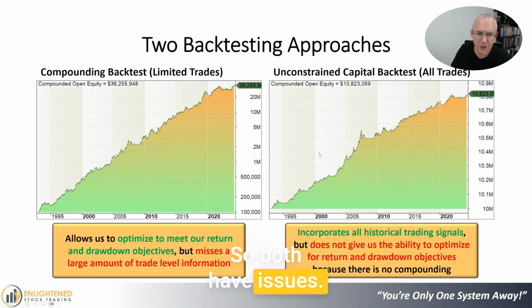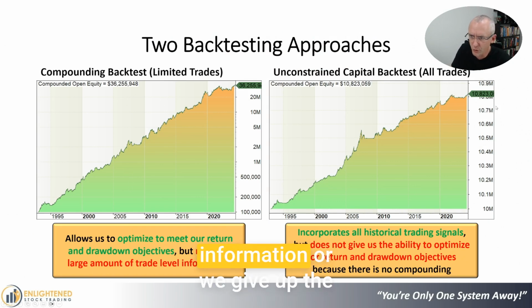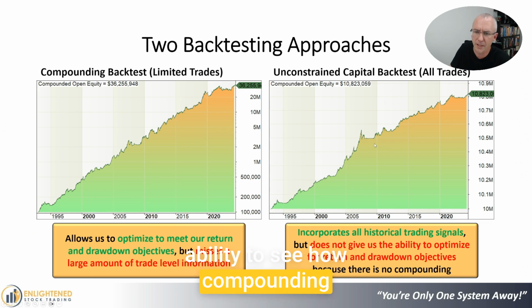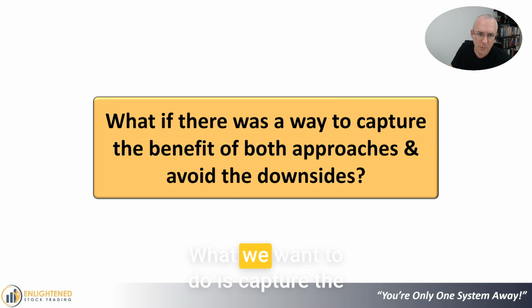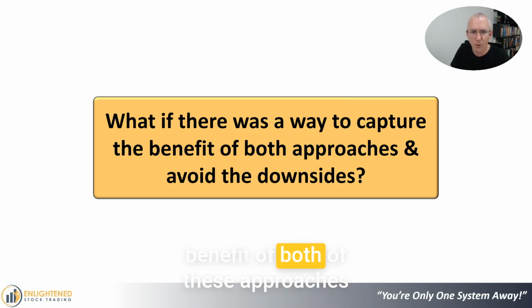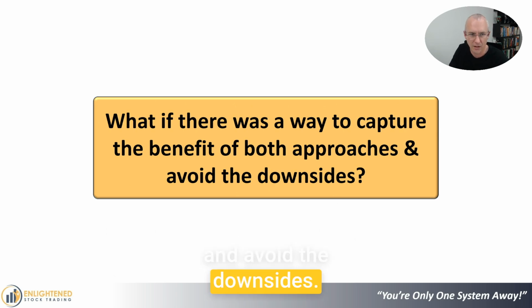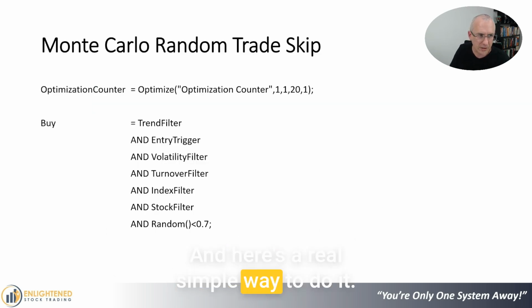So both have issues. We either give up a bunch of information or we give up the ability to see how compounding and drawdown impacts us. So what do we do about this? What we want to do is capture the benefit of both of these approaches and avoid the downsides. And here's a real simple way to do it.